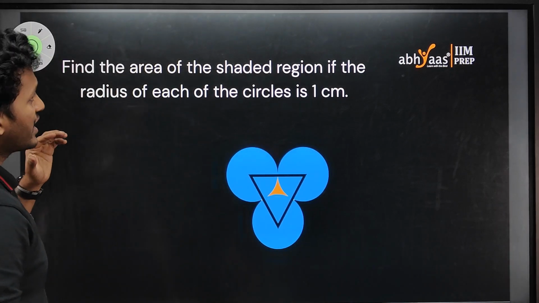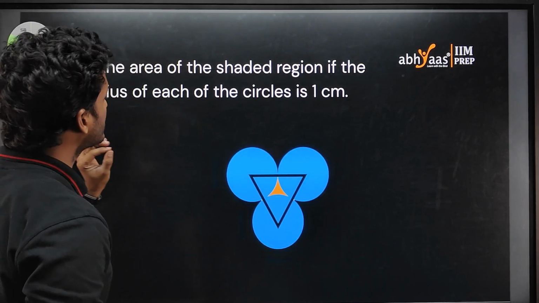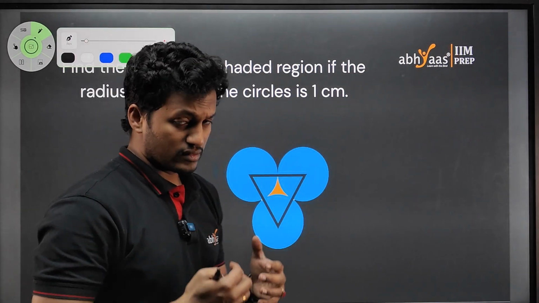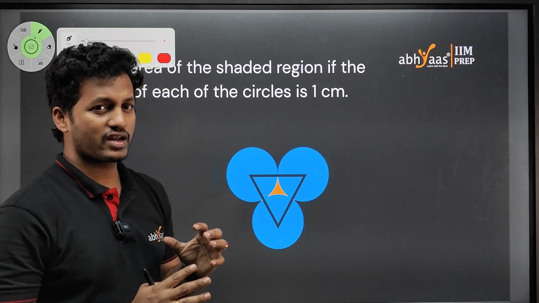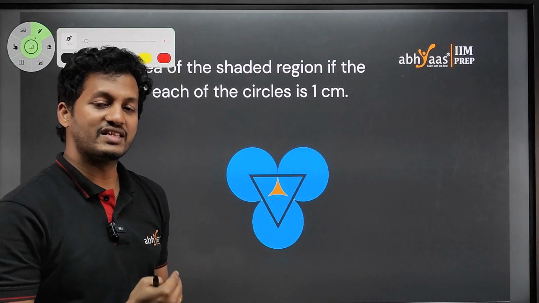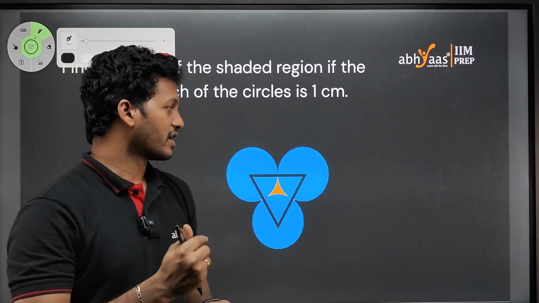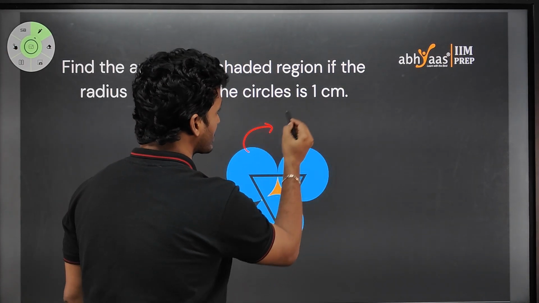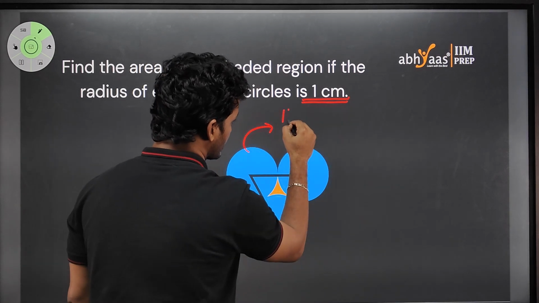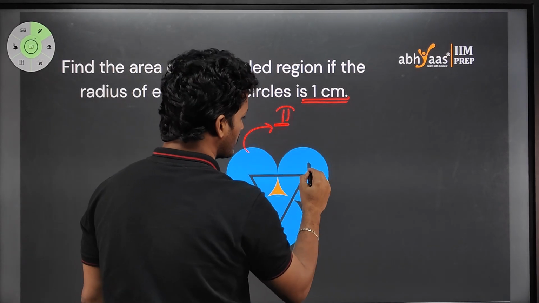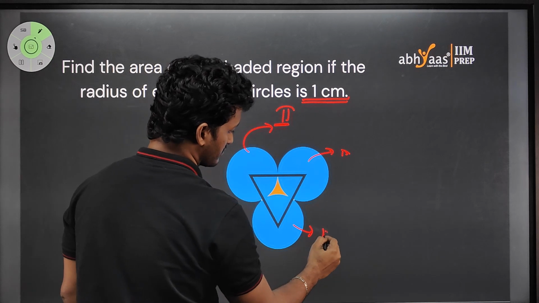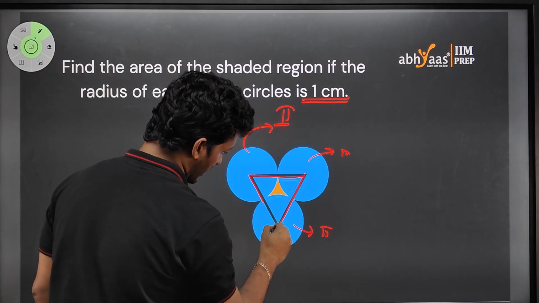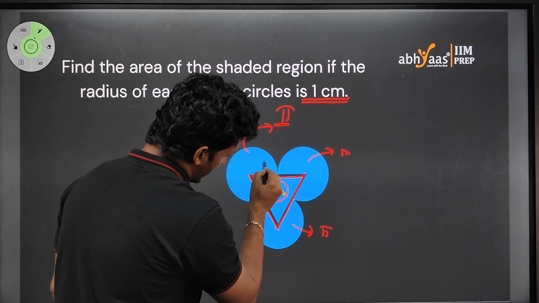See this: find the area of the shaded region if the radius of each of the circles is 1 centimeter. Not only IPMAT Indore but Rohtak also is very much inclined towards asking these types of questions, like shaded area. These questions are very much expected. So what is the area of one circle with radius 1 centimeter? It is nothing but pi r square, that means pi only. So this area is pi and this area is pi. Now we have to find this part of the area and remove it.